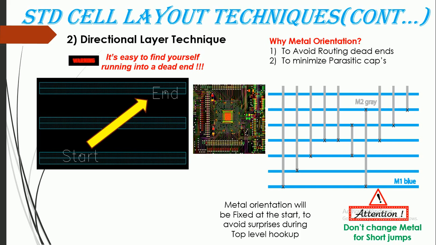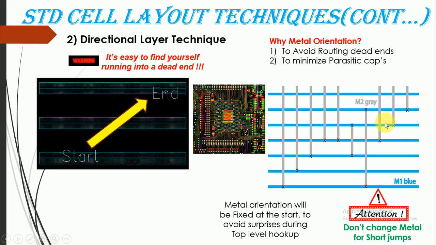This directional layer technique will not be fully used if I have short jumps. If short jumps are there, in that case there is no need to use one more metal 2 in between. We can directly go from metal 1 to metal 1 again, if we don't have any restrictions in between. If we have some restrictions with M1, then we should use M2 in between and take the metal connection from there.